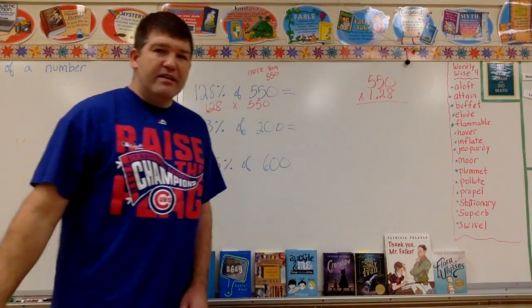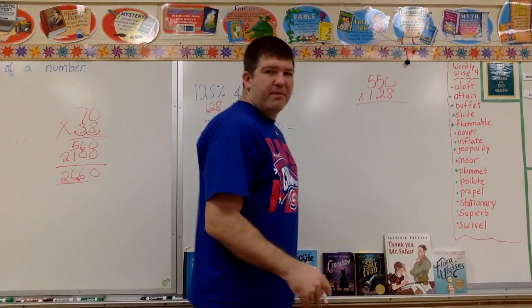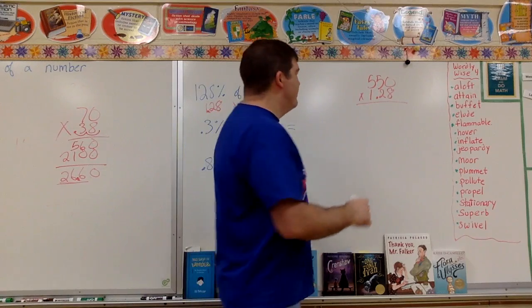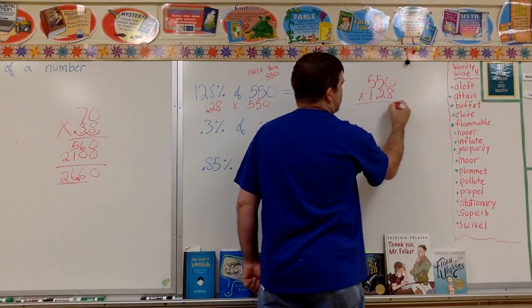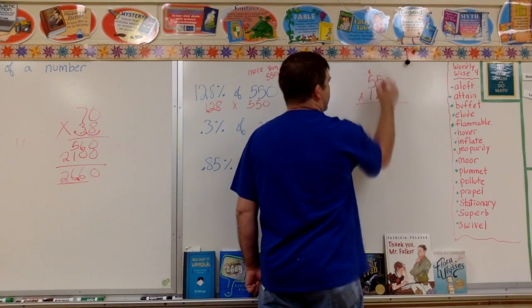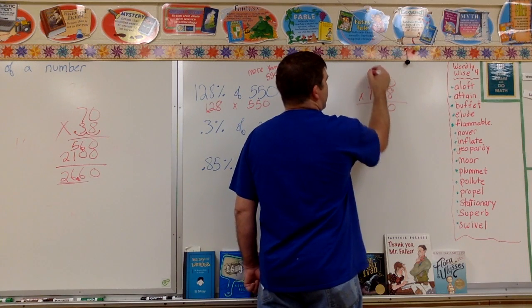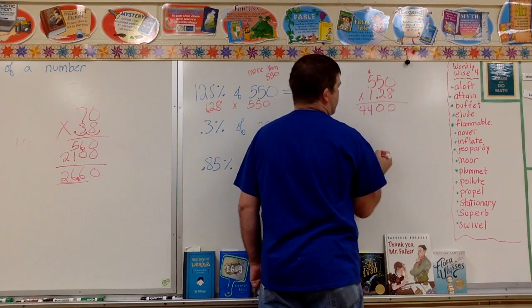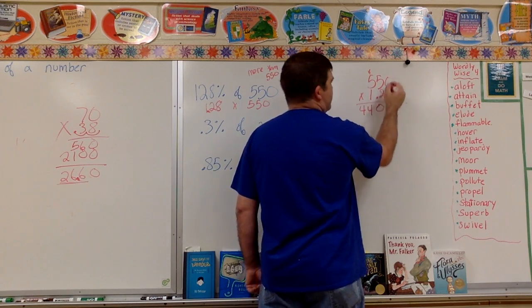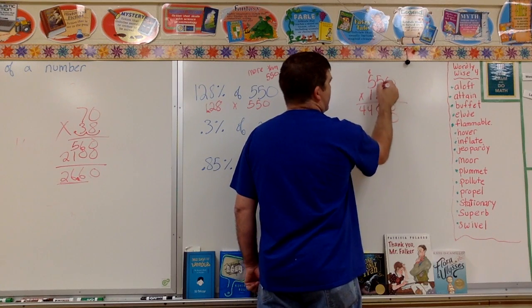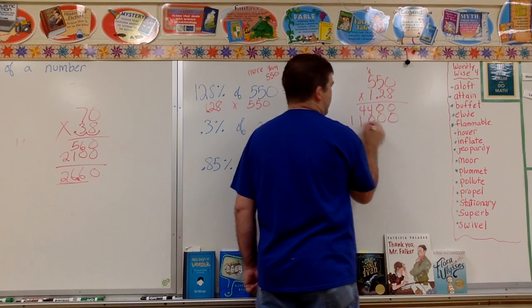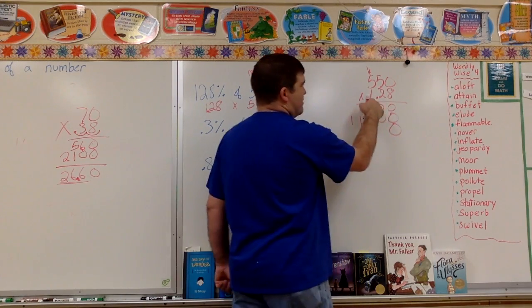Now, this is a big multiplication problem, but we just take it a little bit at a time. We can do this. 8 times 0 is 0. 8 times 5 is 40. 8 times 5 is 40 plus 4 is 44. Add my 0. 2 times 0 is 0. 2 times 5 is 10. 2 times 5 is 10 plus 1 is 11. Add my 0 for this one.